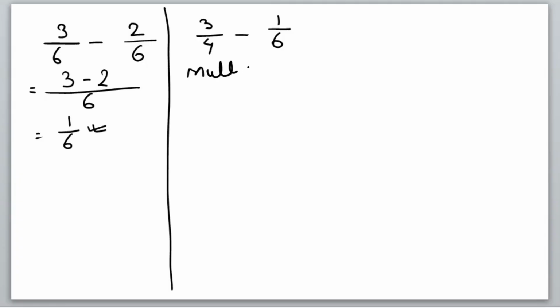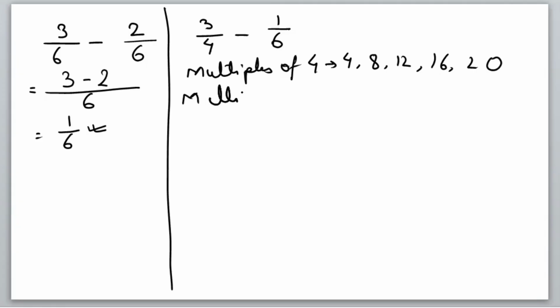So the multiples of 4 are 4, 8, 12, 16, 20. The multiples of 6 will be 6, 12, 18, 24, 30. Now we have to find our least common multiple.